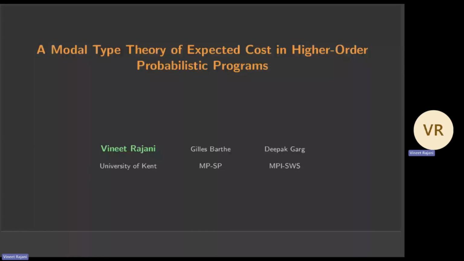Hi everyone. In this talk, I will describe a modal type theory for expected cost analysis of higher order probabilistic programs. My name is Vineet Rajani and this is joint work with Gilles Barthe and Deepak Garg.